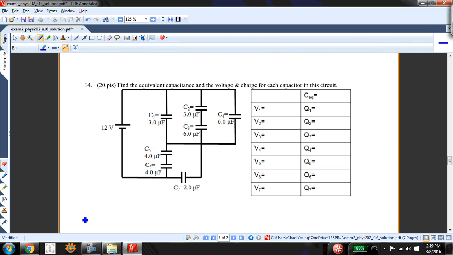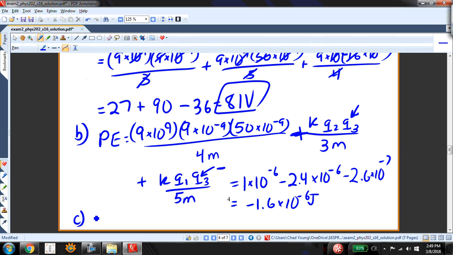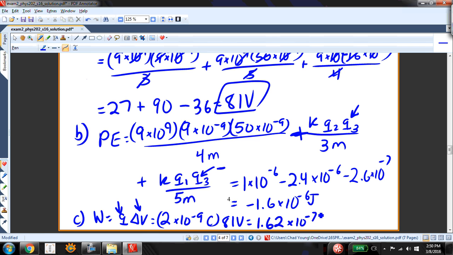For part C, it was supposed to be really simple. The work required to take a 2 nanocoulomb charge and place it at point A is going to be equal to Q times delta V. However much energy is required to move that 2 nanocoulomb charge from an infinite distance away, changing its potential by 81 volts. So I just say 2 times 10 to the minus 9, that's my nanocoulombs, times 81 volts. And then that gives me 1.62 times 10 to the minus 7 joules. So that's the right answer there.